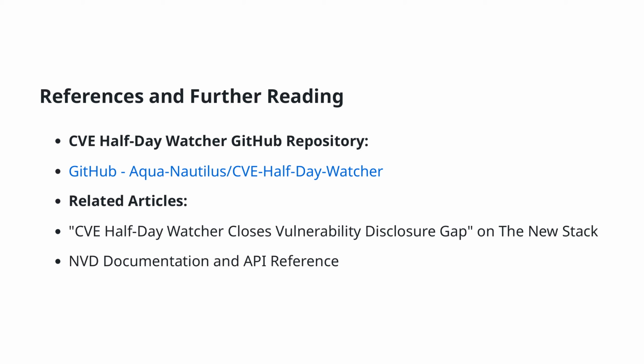For those looking to explore further, here are some valuable references and reading materials. You can find the CVE Half-Day Watcher GitHub repository at github.com/aquanautilus/CVE-Half-Day-Watcher, which hosts the source code and detailed documentation. To gain more insights on the impact and advantages of using CVE Half-Day Watcher, refer to the article "CVE Half-Day Watcher Closes Vulnerability Disclosure Gap," available on The New Stack. This article offers a detailed exploration of how the tool helps mitigate vulnerability risks.